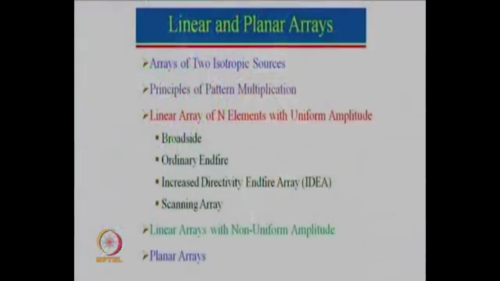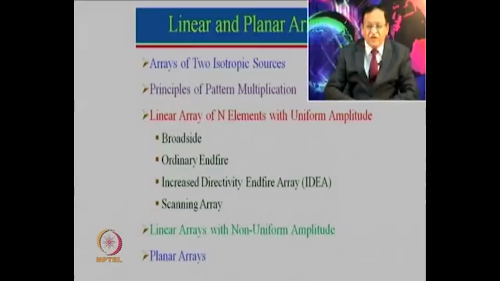We will start with arrays of two isotropic sources, where we will assume that there are two isotropic sources. As I mentioned earlier, there is no isotropic source as such, but for assumption we can use an isotropic source which radiates equally in all directions. We will consider various cases. For example, they are fed with a certain amplitude and we will vary the phase, and we will see how the radiation takes place in different directions.